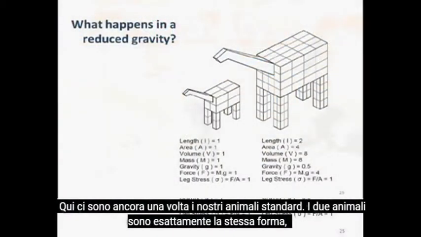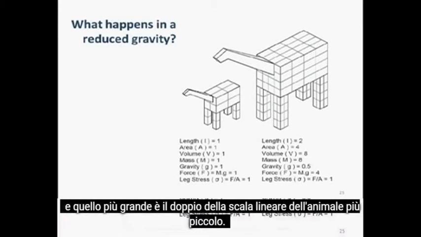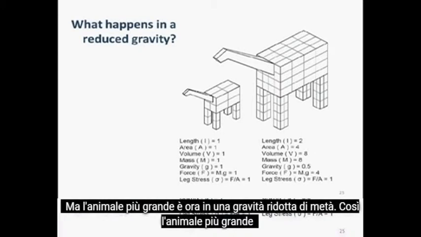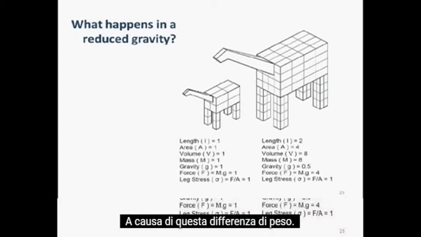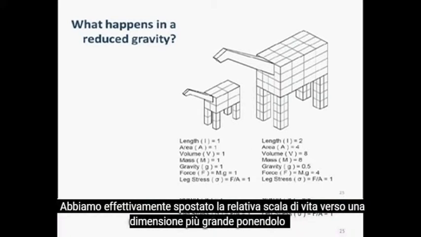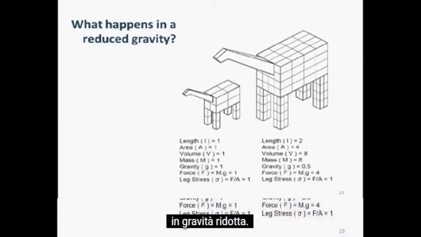Here are our standard animals once again. The two animals are exactly the same shape, and the larger one is twice the linear scale of the smaller animal. But the larger animal is now in a reduced gravity of 1/2. So the larger animal would only be 4 times as heavy as the smaller one. Both animals have the same leg stress because of this difference in gravity. We have effectively shifted the relative scale of life towards a larger size by placing it in a reduced gravity.